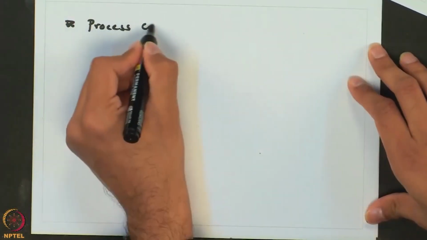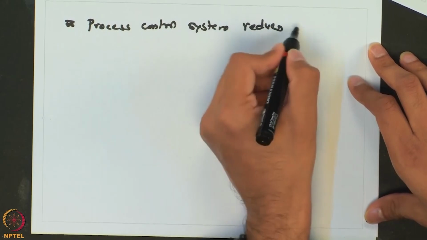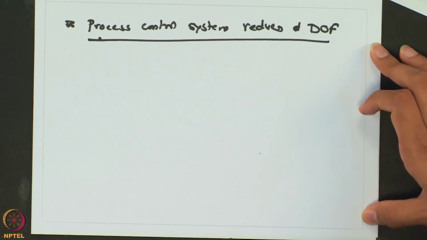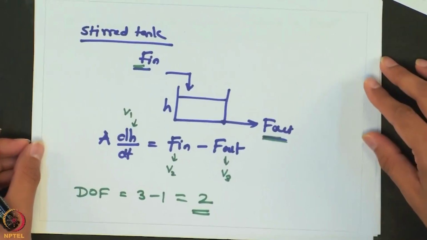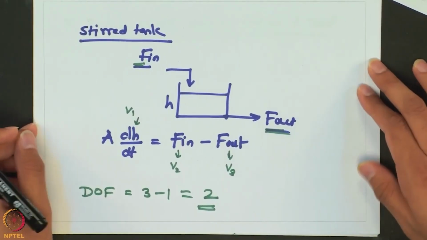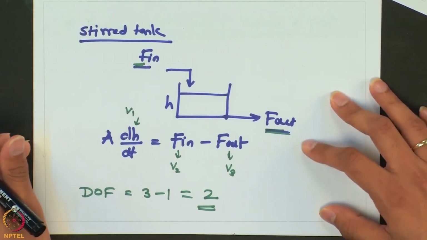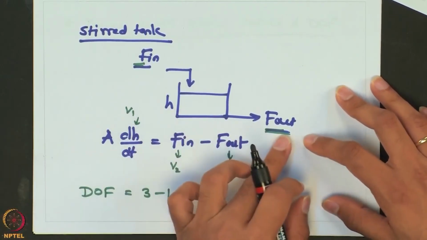And the next thing which we want to look at is what would happen when we have a process control. So, process control system reduces degree of freedom. So, let us look at the previous example of stirred tank, and in this case let us look at a feedback control strategy. So, in feedback control strategy we would measure the height and accordingly change the outlet flow rate.